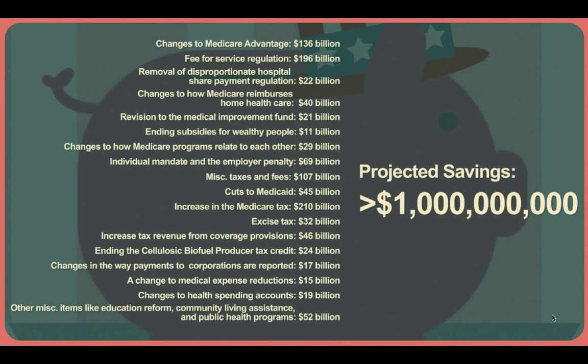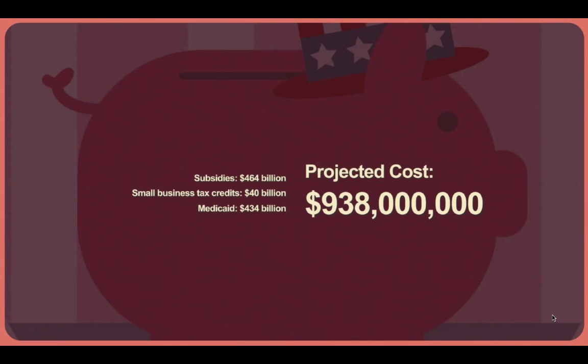Add that up together and you get $1.08 trillion in revenue and savings. In other words, that's an increase in funds available in the federal budget of more than $1 trillion to pay for Obamacare.